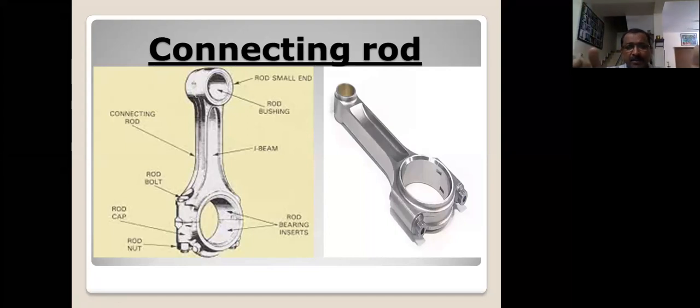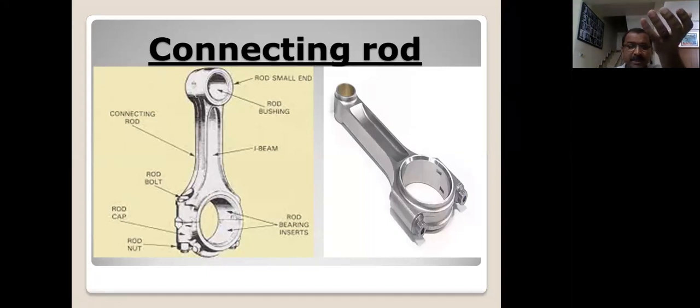In the lower portion of the piston, there is a little hollow portion. We will insert this portion into that hollow portion, and through this hole we will be putting a pin, a crank pin, so it gets locked with the piston.